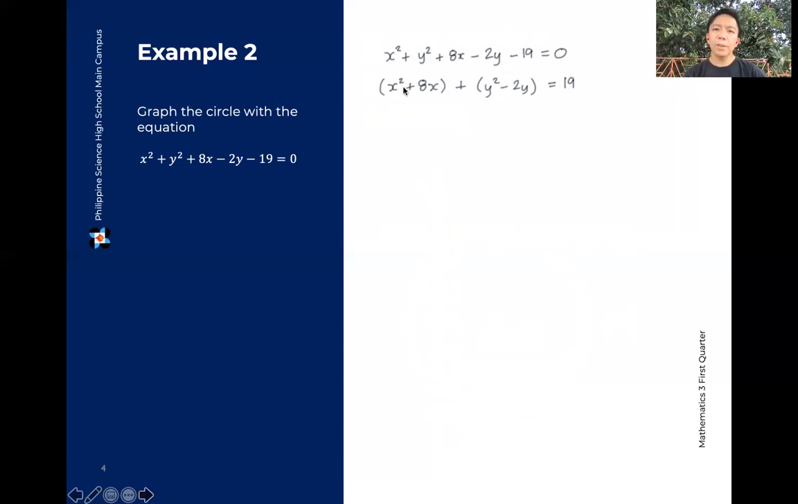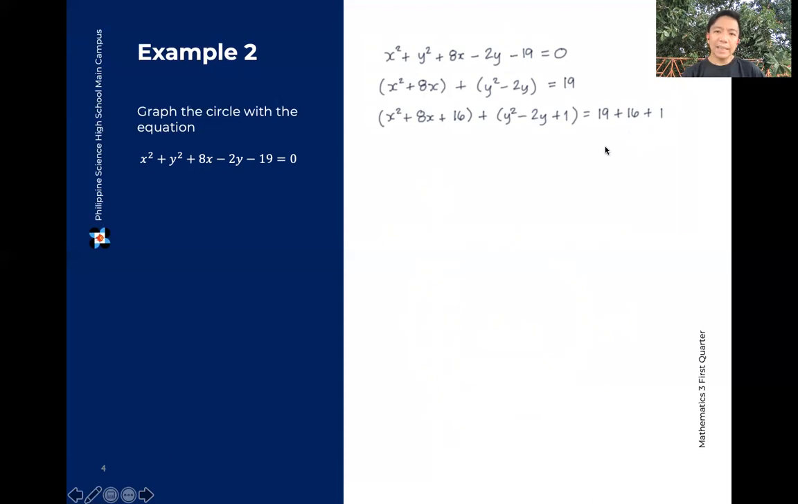Then we complete the square. What do we need to add kay x squared plus 8x para maging perfect square trinomial siya? What do we need to add kay y squared minus 2y para maging perfect square trinomial siya? So here we have to get 8 divided by 2, which is 4, then square that, we get 16. Negative 2 divided by 2, negative 1 squared, we get 1.